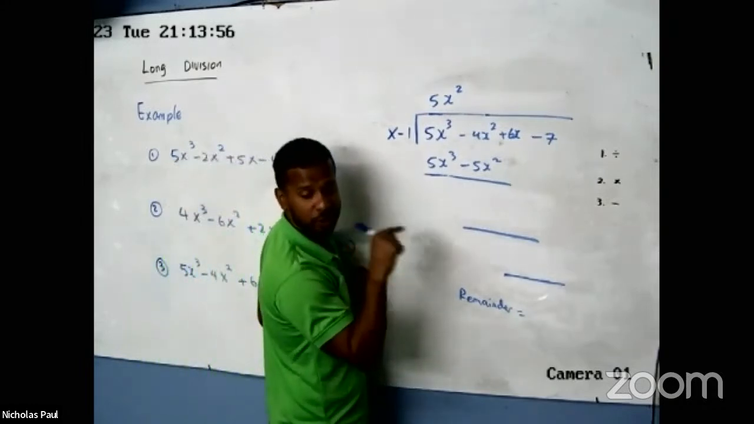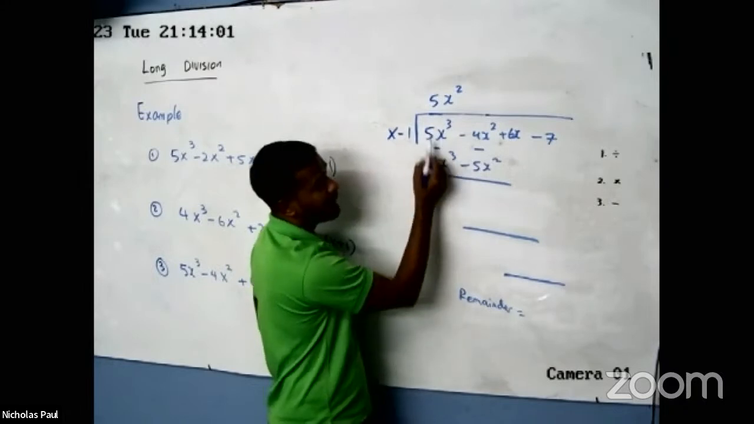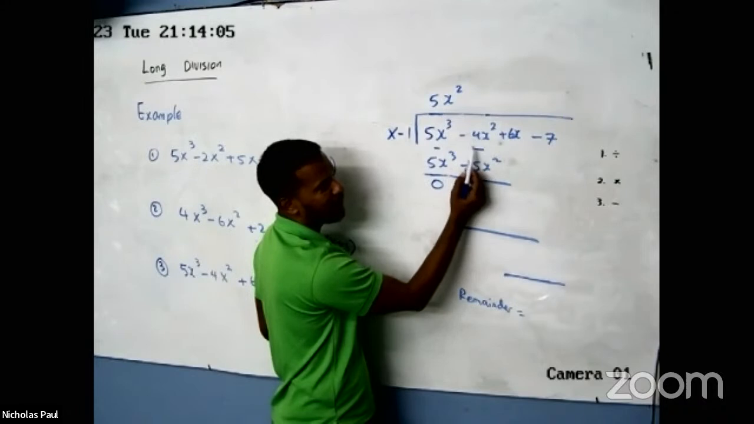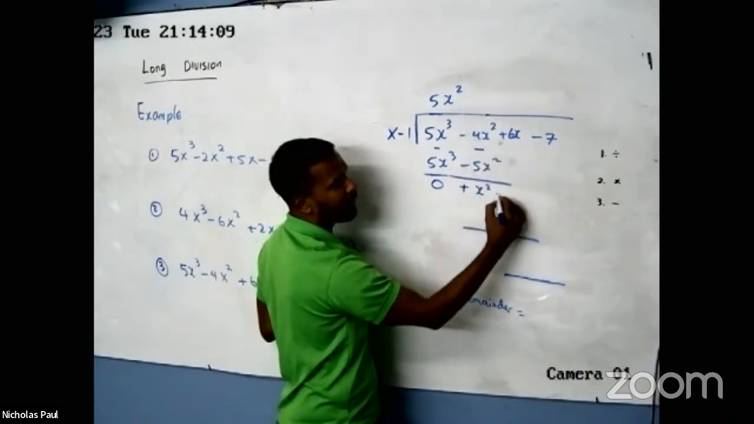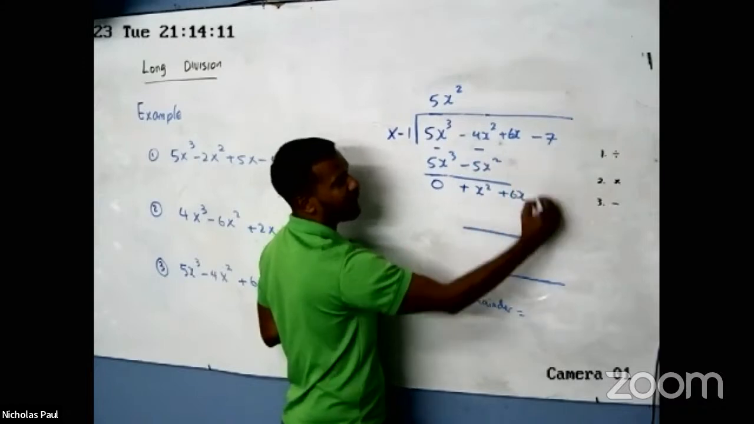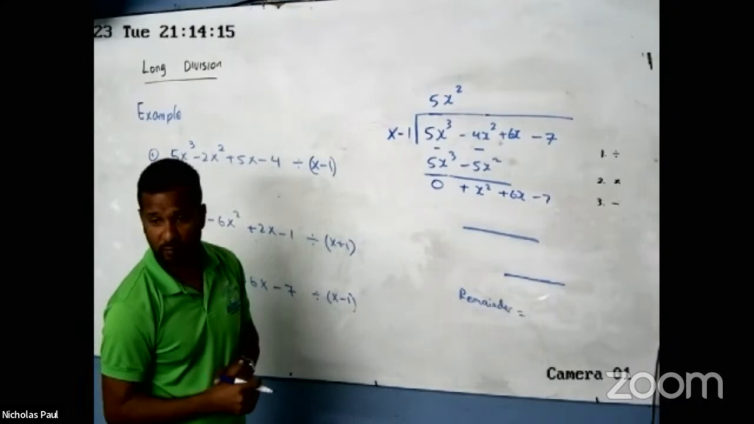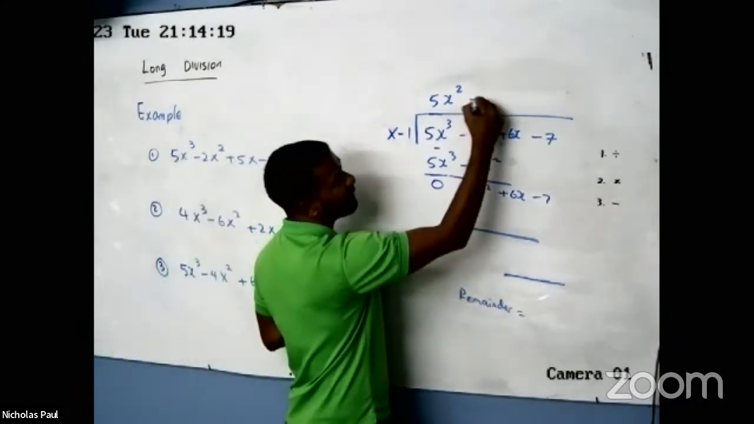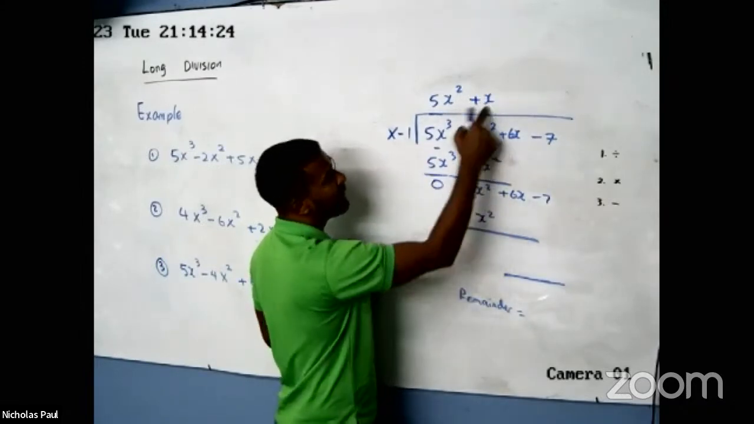I see some of you are not putting this, huh? Put your subtract signs in. Okay? This subtract this is 0. Minus 4 minus a minus is a plus, so minus 4 plus 5 is plus 1. Then bring down the 6x, bring down the minus 7. That's okay? Yeah.